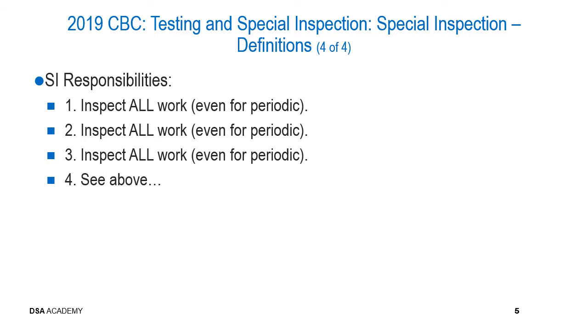This slide might be overdoing it a bit, but the point is to make sure it's clear that for the special inspector, the responsibilities are to inspect all of the work. So again, even if it's periodic, that doesn't mean you can inspect intermittently or only portions or representative samples of the work. All materials are verified, all work must be inspected, and the only difference for periodic is the timing, whether it's before or after the actual work, as opposed to while the work is happening.